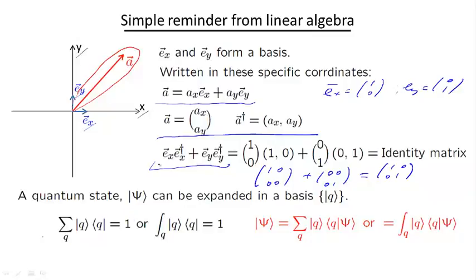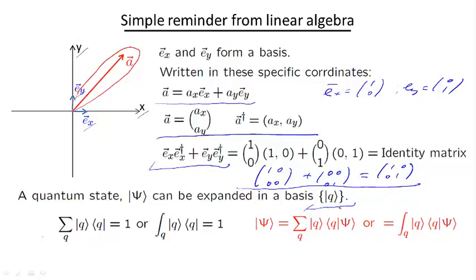Since the Hilbert space is generally much more complicated than this two-dimensional vector space, and most often we're actually dealing with infinite-dimensional Hilbert spaces, the structure of the basis is generally more complicated. But nevertheless, the simple properties of linear algebra that we just discussed still remain the same. So for example, this identity that we just derived for this basis ex and ey also holds for the basis in the Hilbert space.